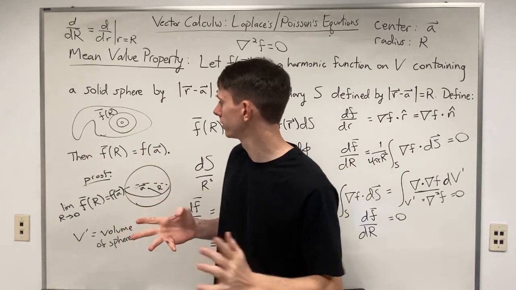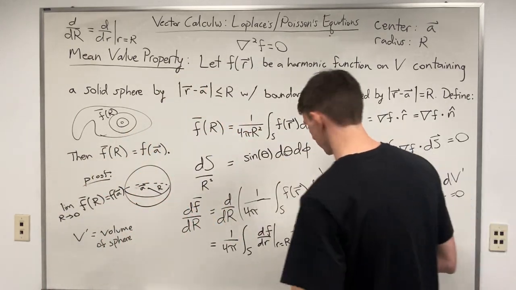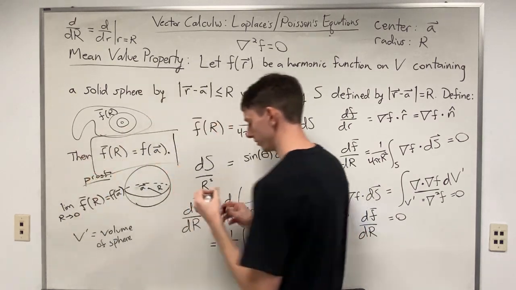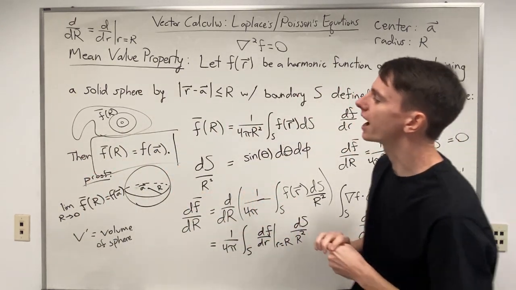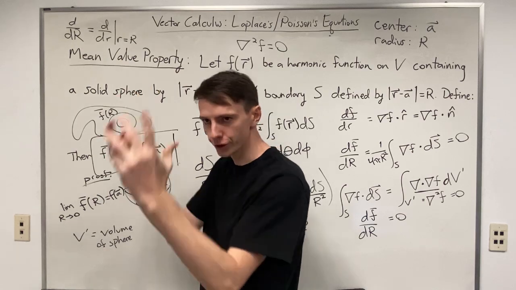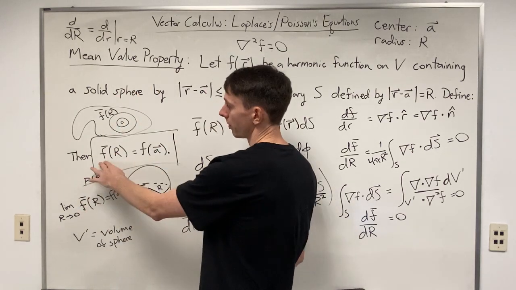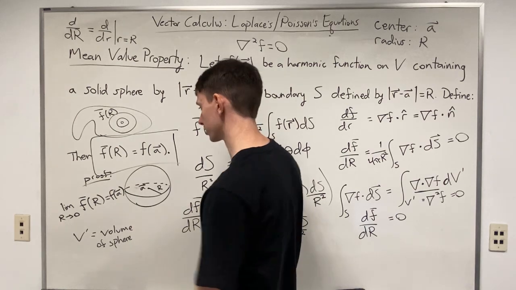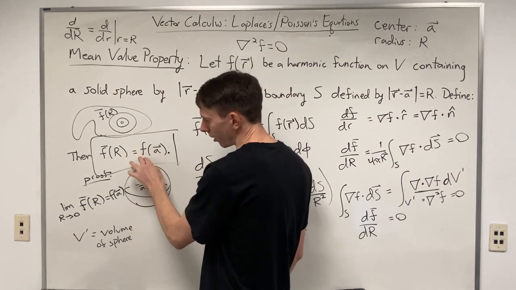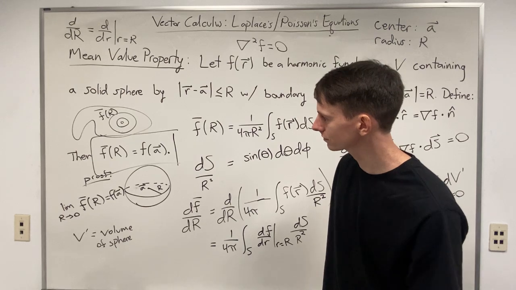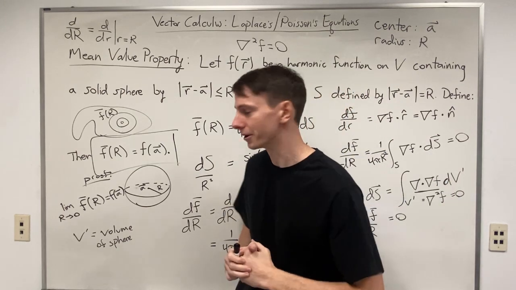So this is the first, really, with all of this, let's put a box around something. This result says that if you have some sphere within your volume with a radius of r, then the average value of a harmonic function, which is what we're interested in, is going to equal the value of that harmonic function at the center of that sphere. So that's the first property.